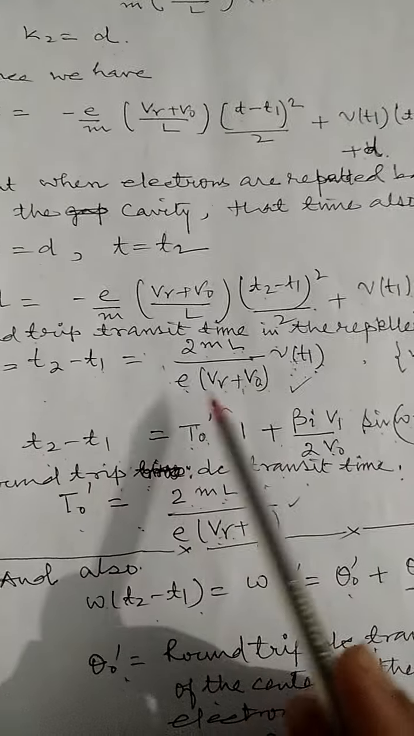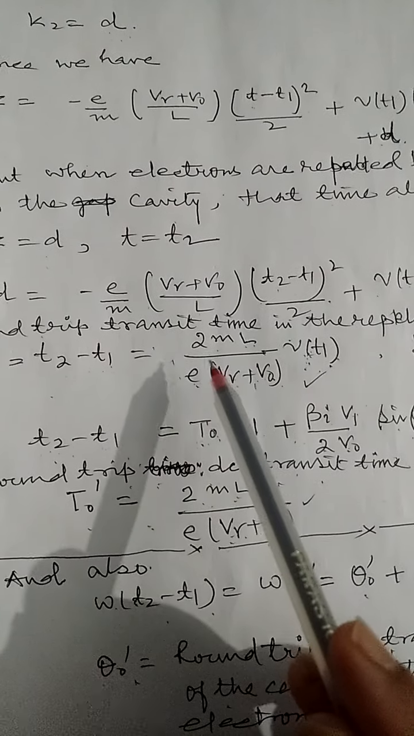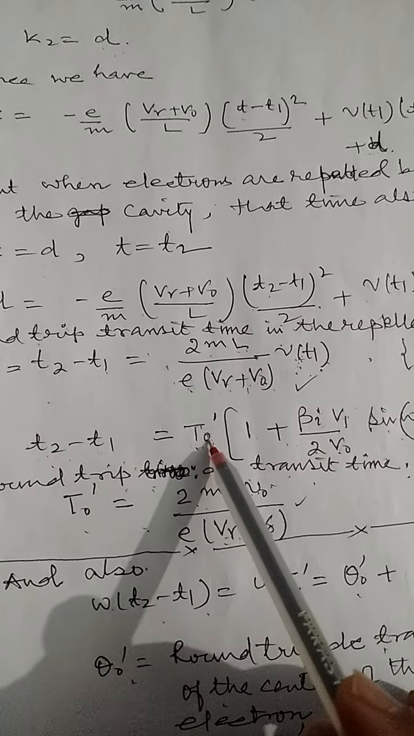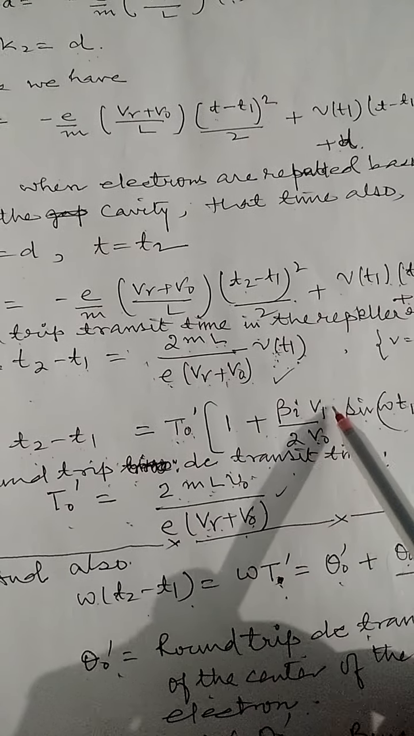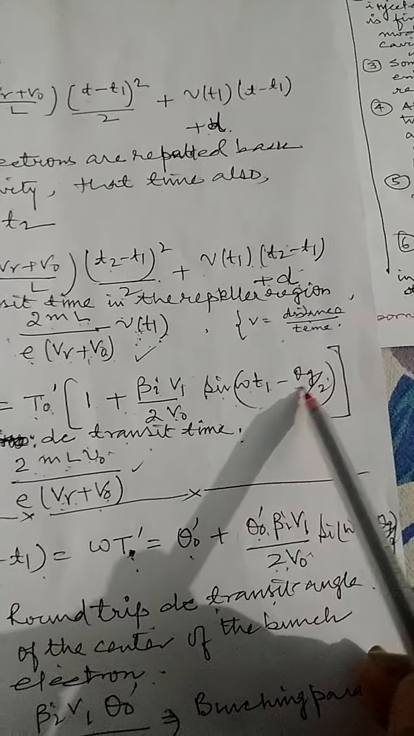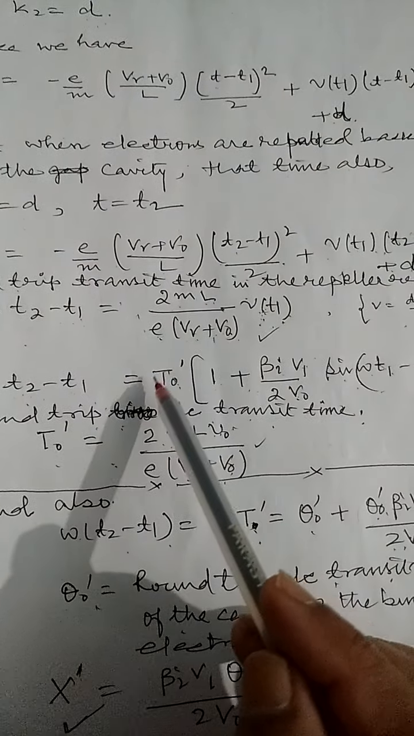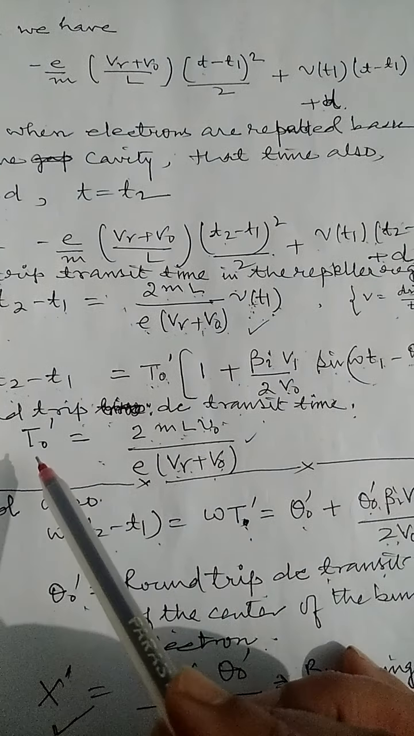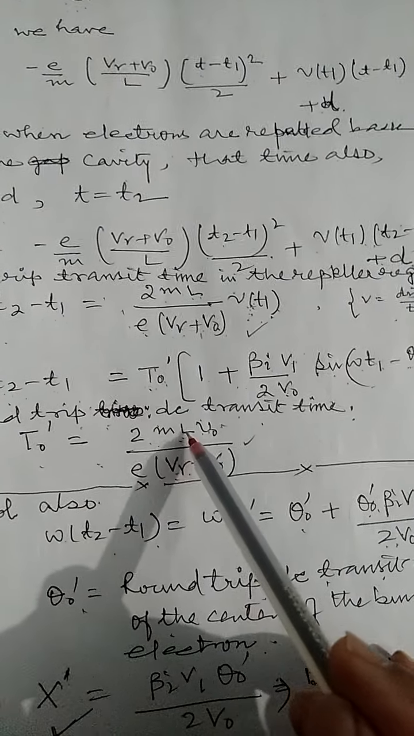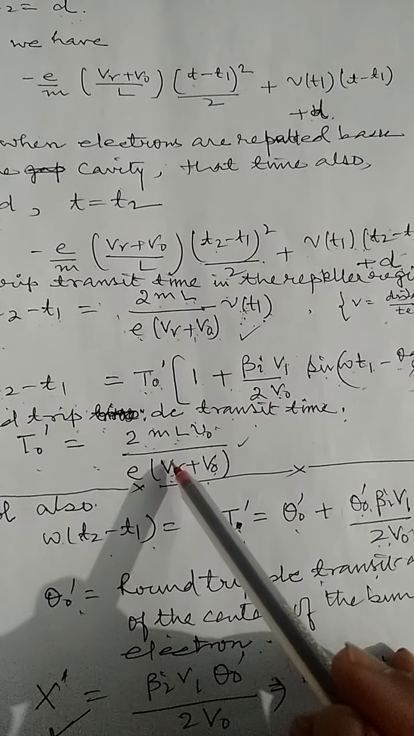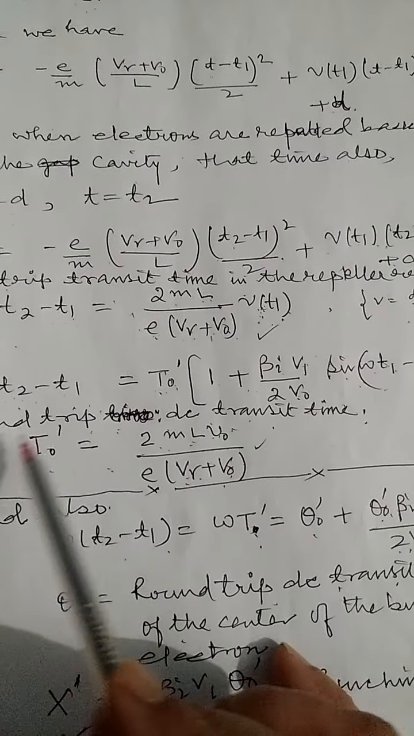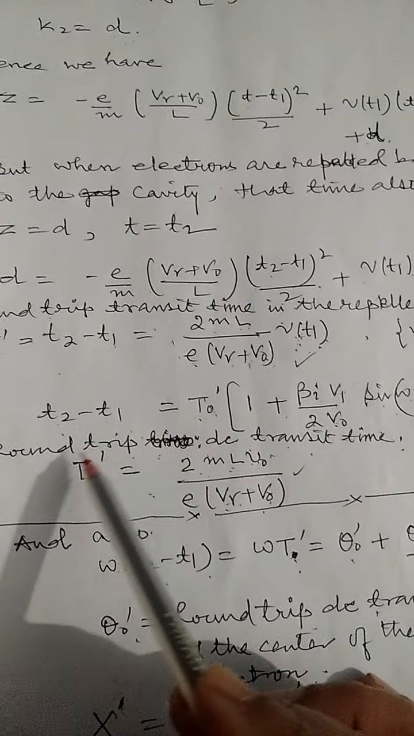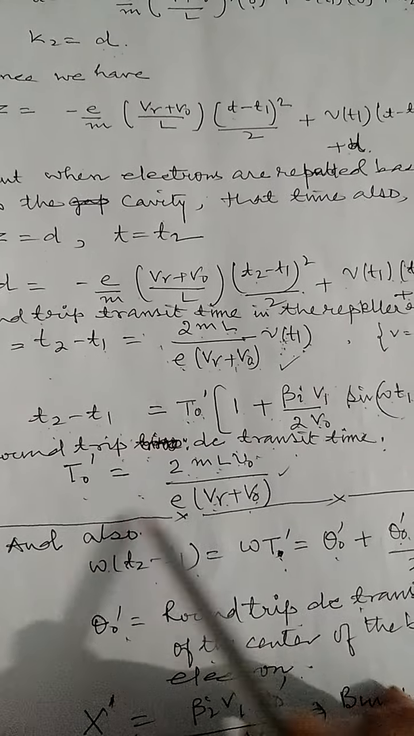As we write it, by manipulation we have t2 minus t1 is equal to t naught dash into 1 plus beta i v1 divided by 2 v naught sin omega t1 minus theta g by 2. With the manipulation of this equation, we get t naught dash is equal to 2 ml v naught divided by e into (vr plus v naught), and this time t naught dash is known as the round trip DC transit time. This is an important formula for calculation purposes.